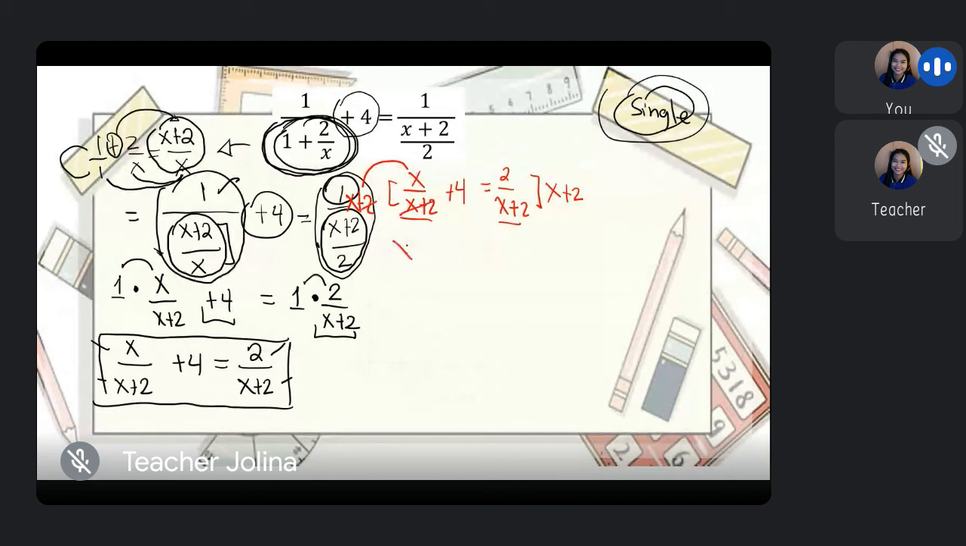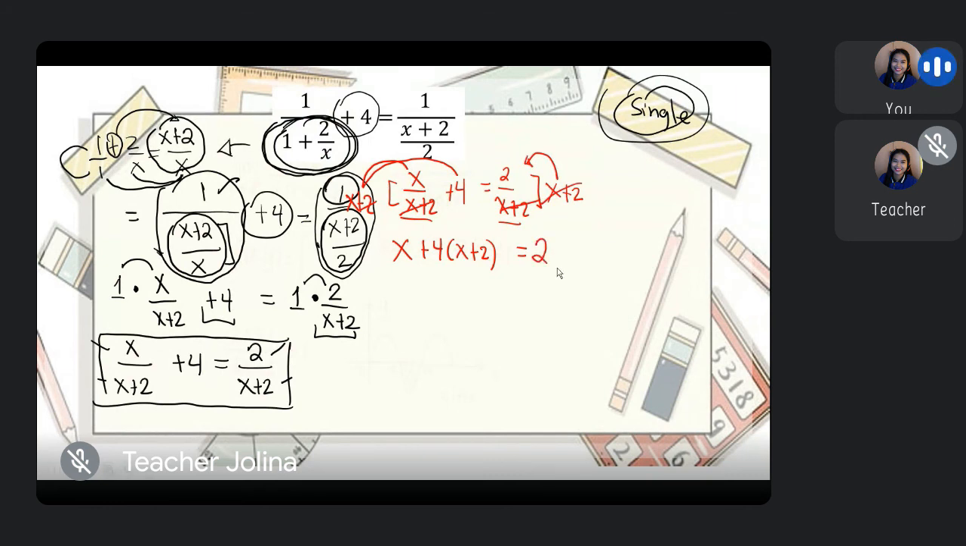Another one, x plus 2 times positive 4. So, we have positive 4 times x plus 2. Okay? Equals, sa kabila naman tayo, x plus 2 times 2 over x plus 2. Cancel po yung dalawa. Ang matitira na lang po is 2.